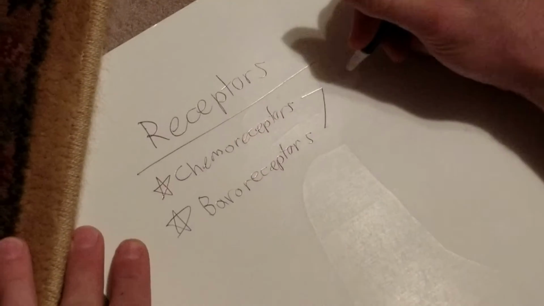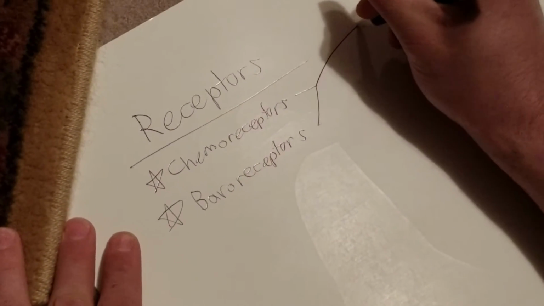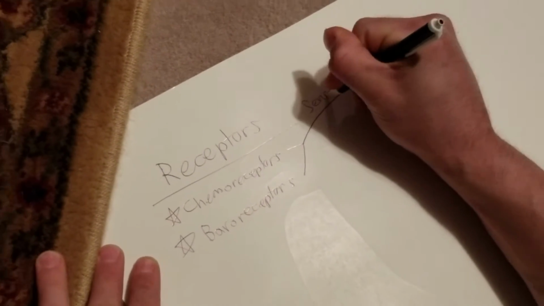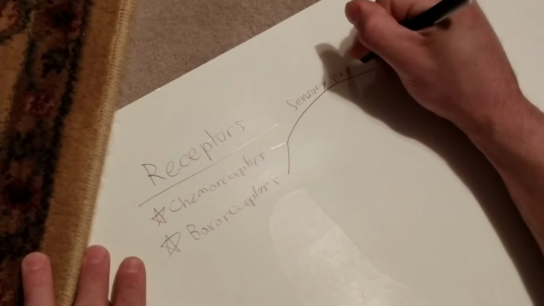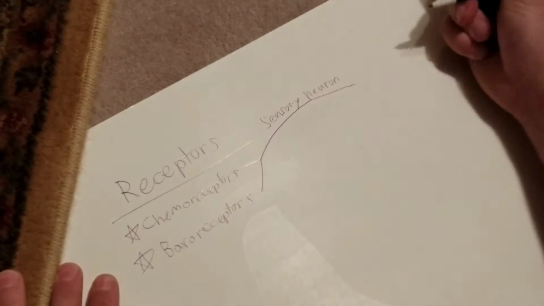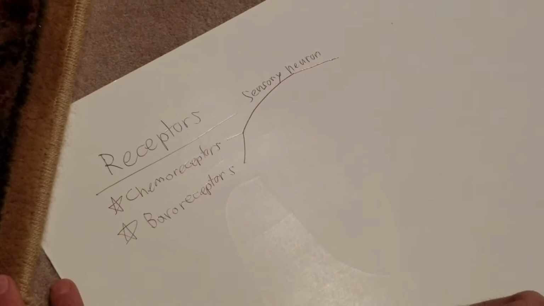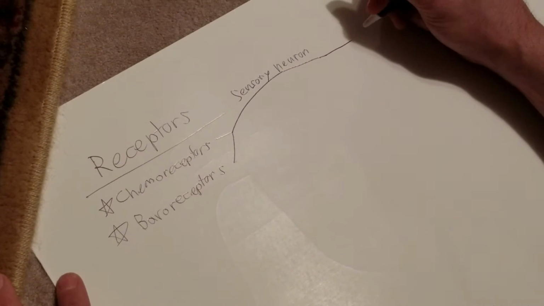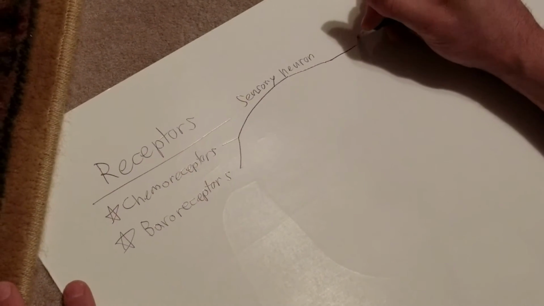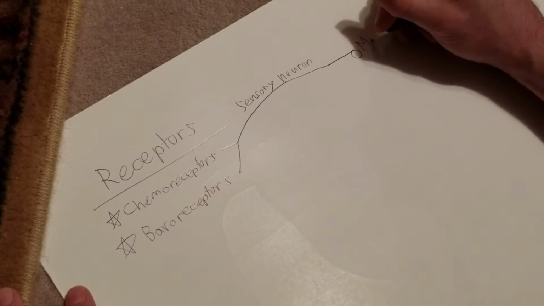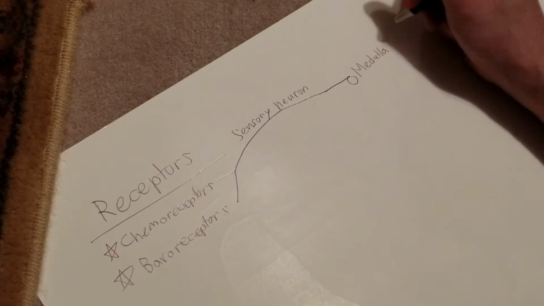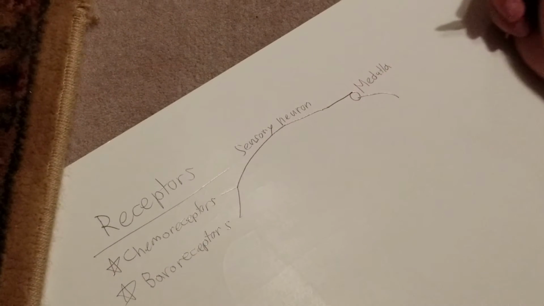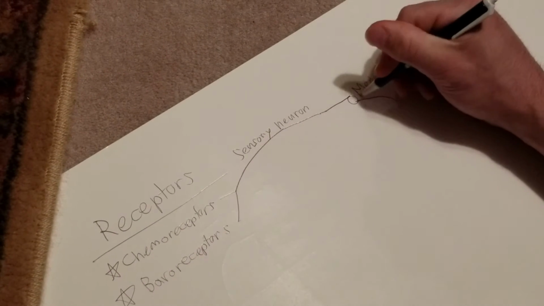So first, signals are sent from there across a sensory neuron that says, hey, we've got plenty of oxygen, or hey, we've got too high of a pH, and so on. The sensory neuron goes to the medulla, and from the medulla, we go to the cardio-acceleratory or the cardio-inhibitory center.